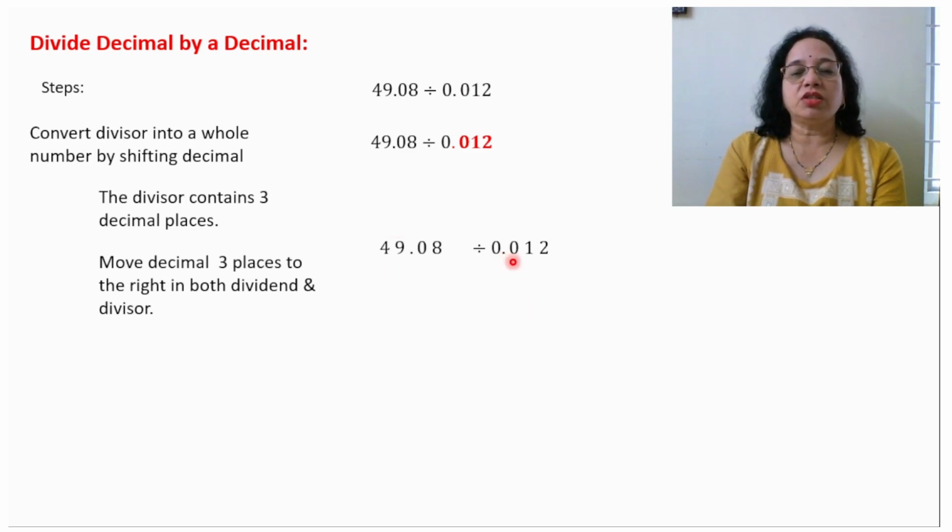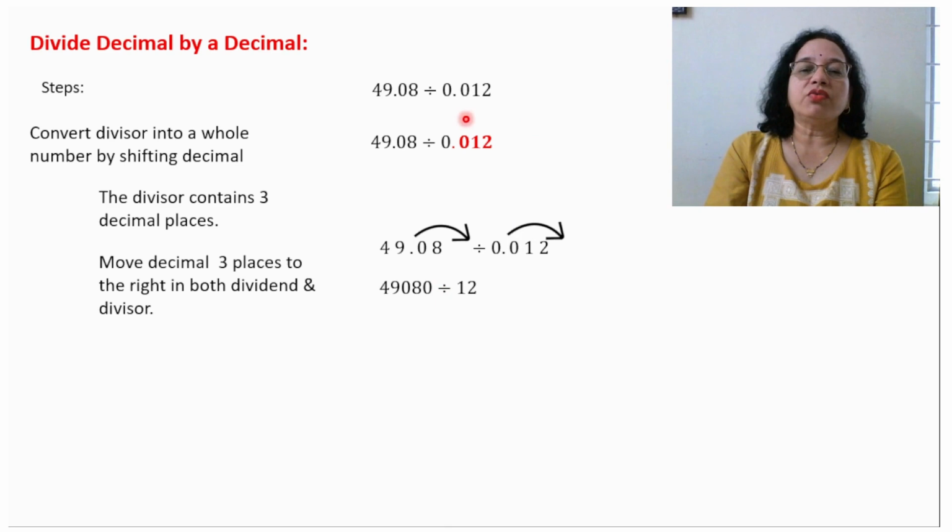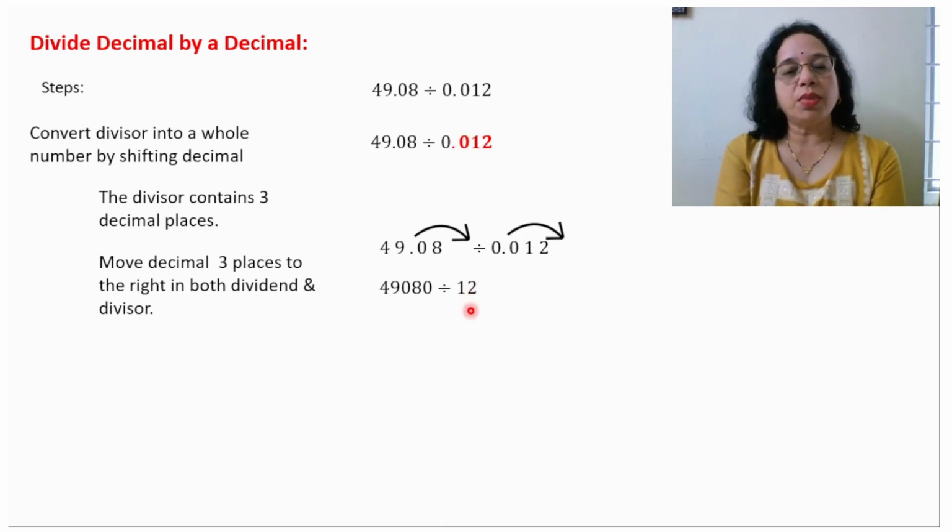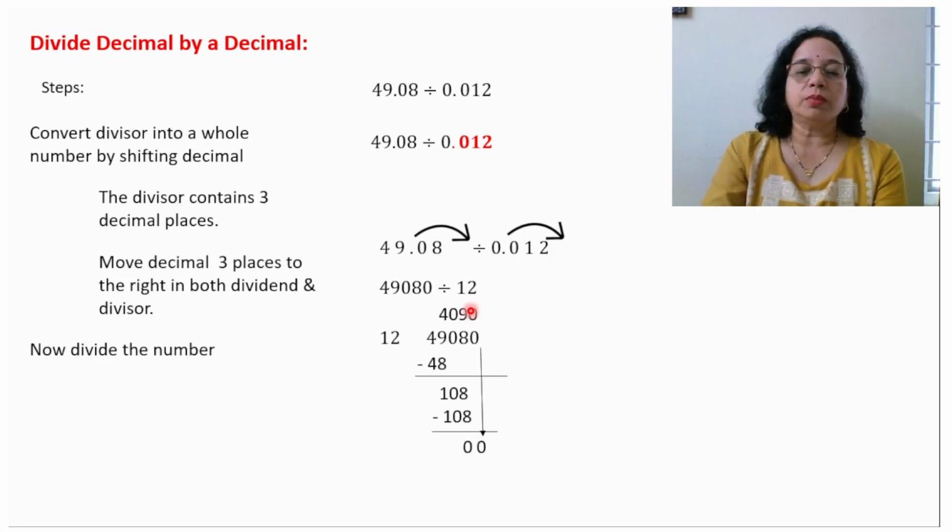This is your dividend, this is your divisor. So three places we will shift here. So three places we need to shift in dividend also, and only two digits are there. So here will be 10. So 49080. Now we have divided by 12. So we have converted this divisor into a whole number, and now this is the simple division that you are doing from grade 5. So everybody knows how to divide this. Now divide the number. So you can divide this number and your answer will be 4090.